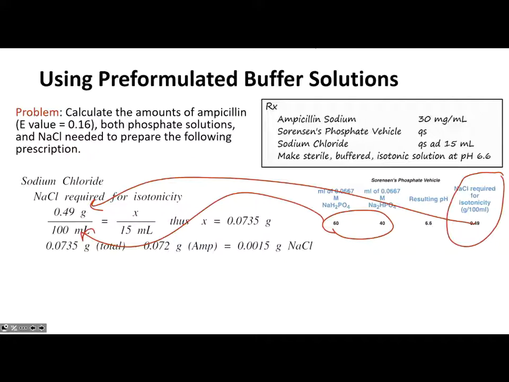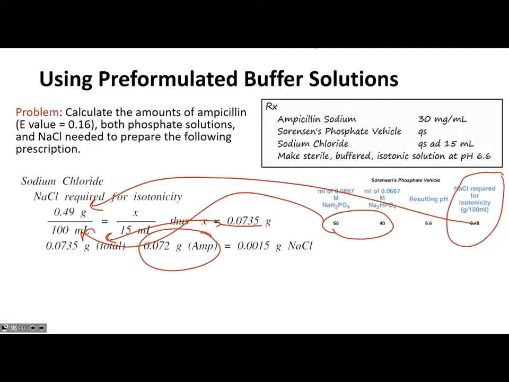There's going to be 0.45 grams of ampicillin. So do I subtract 0.45? No, I need to subtract the equivalent amount of sodium chloride that ampicillin mimics. So again, here's the amount that I just calculated here. So the total I need is that. This comes from our previous E value, remember? So we determined that our 0.45 grams was equivalent to 0.072. Subtract that, and what's left is the amount of sodium chloride I still need to add, which is 0.0015 grams.